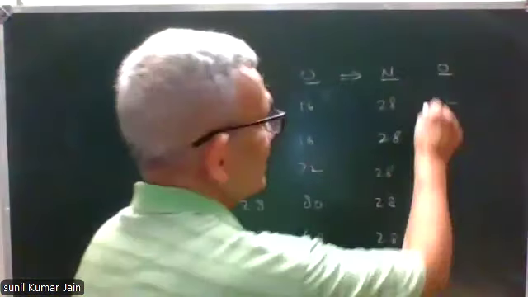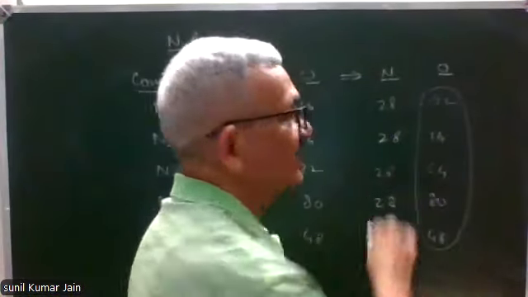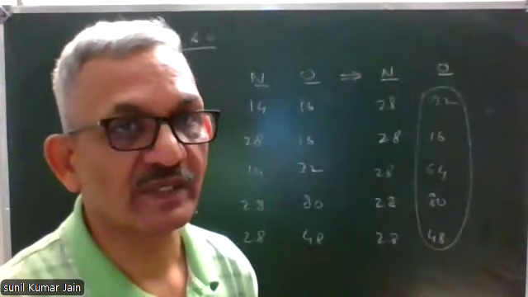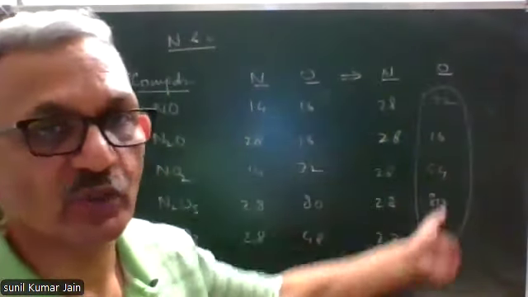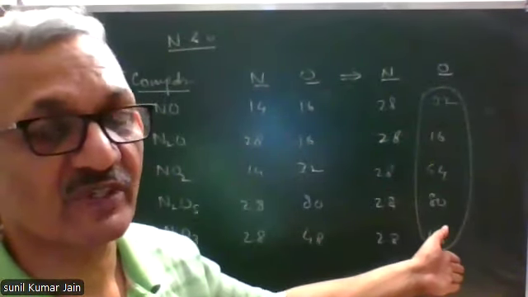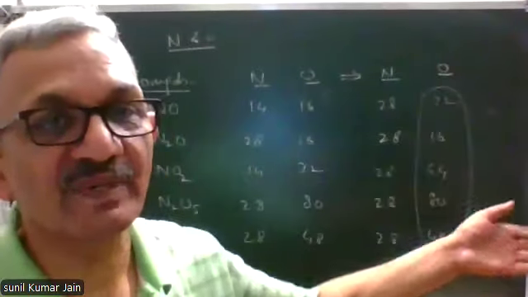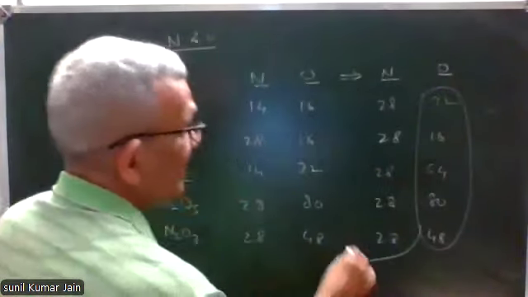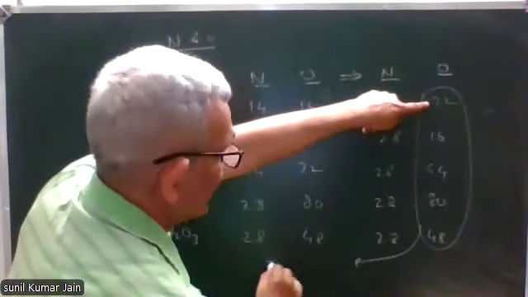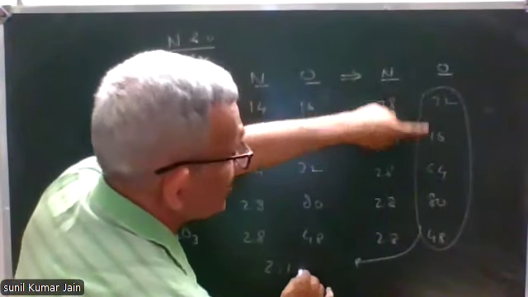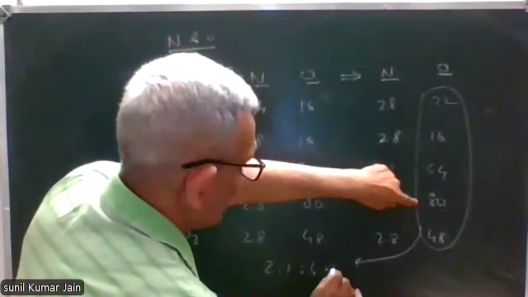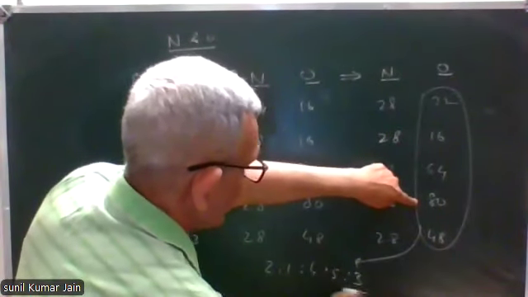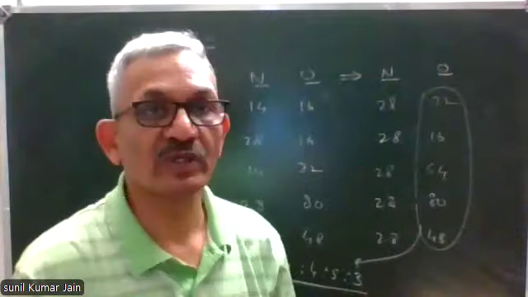Same mass of nitrogen combines with different masses of oxygen. Take the ratio of all these different masses of oxygen, and it's clearly visible. It's a simple whole number ratio. So this ratio will be 2:1:4:5:3. So this is a simple whole number ratio.